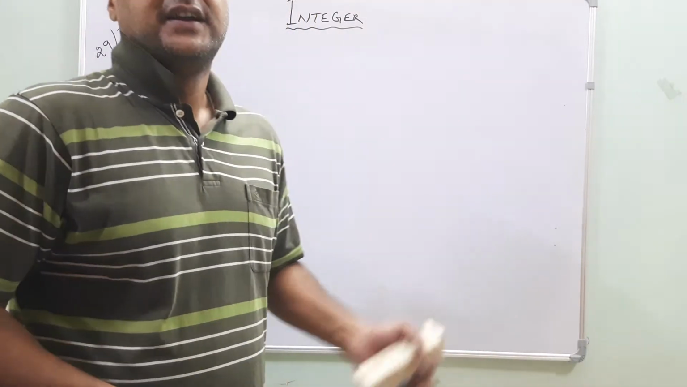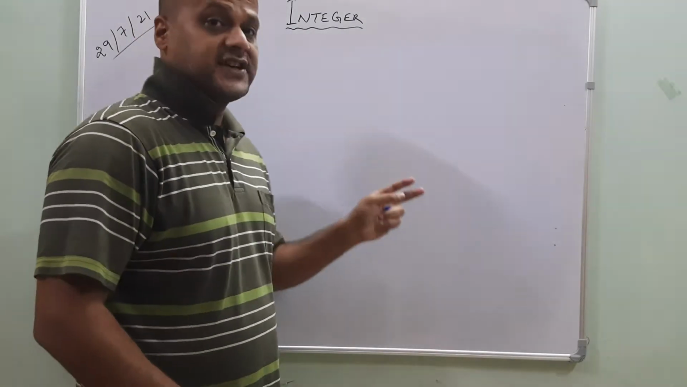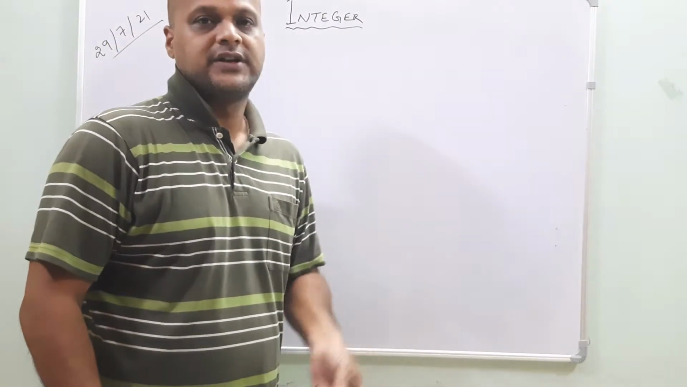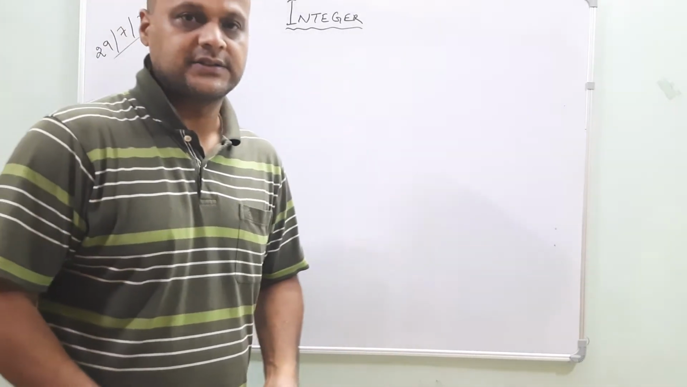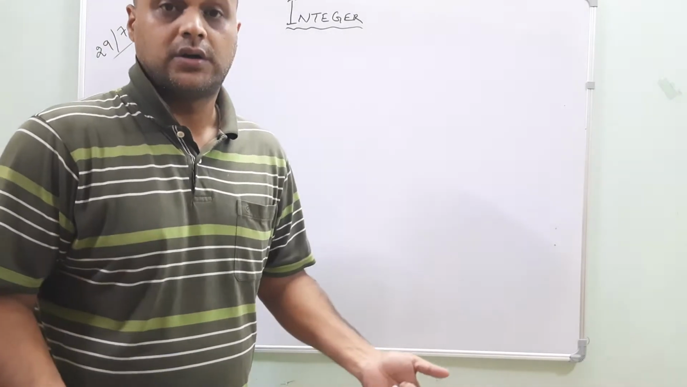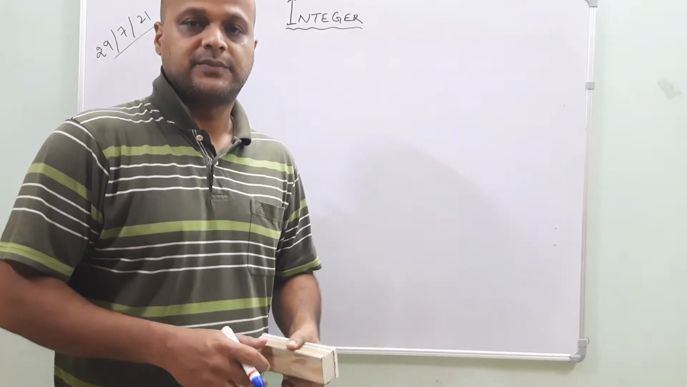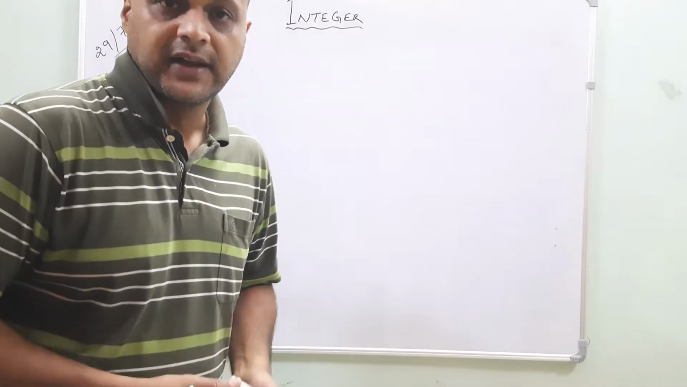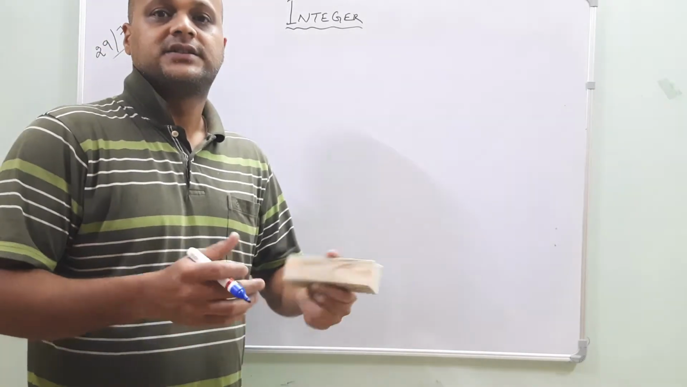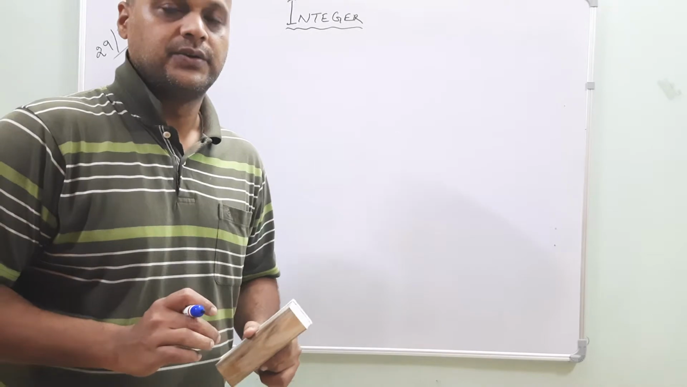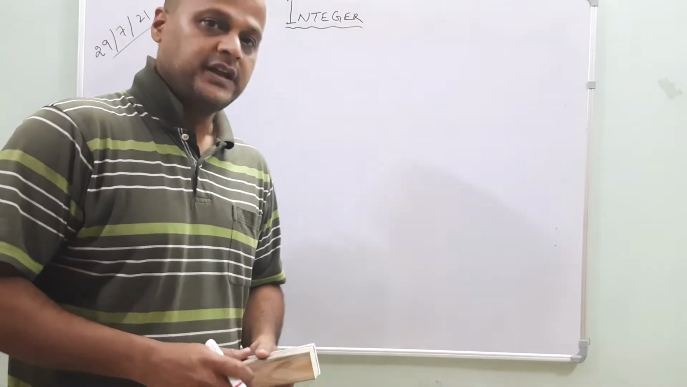Hello friends, this is the second chapter of integers. In the first part we discussed what integers are and how they are recognized, how integers are shown on number lines, what the addition and subtraction of integers is in the simplest manner, and the various properties of integers.